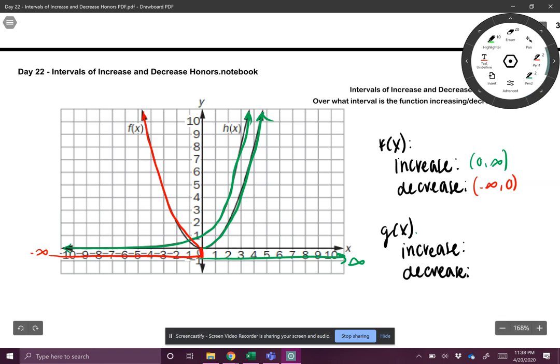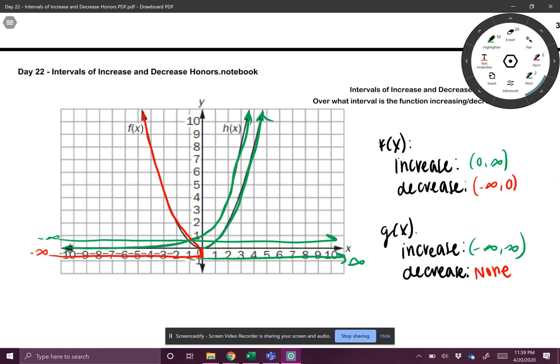time. So again, here there is no interval of decrease in this case, only increase. So from -infinity all the way to positive infinity, no matter what x value I pick, if my x values are getting larger, my function is always increasing.